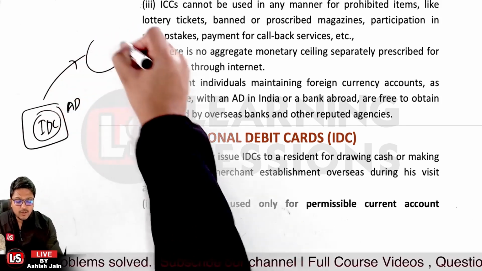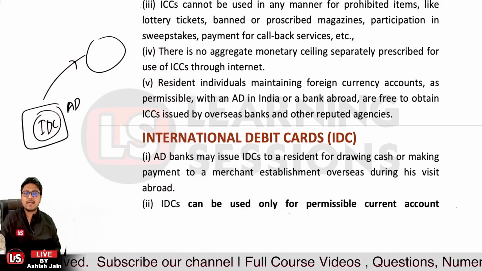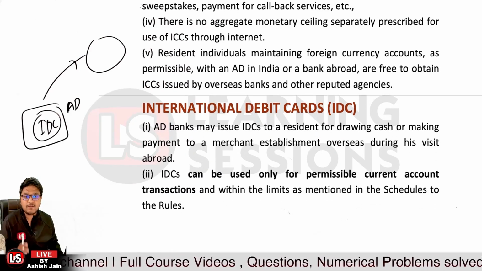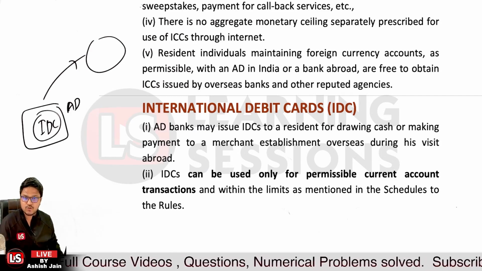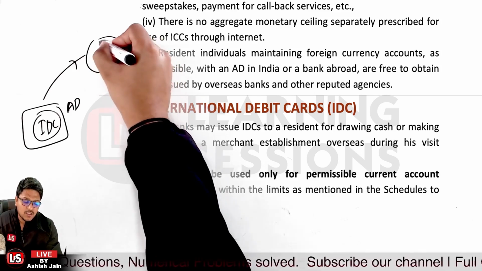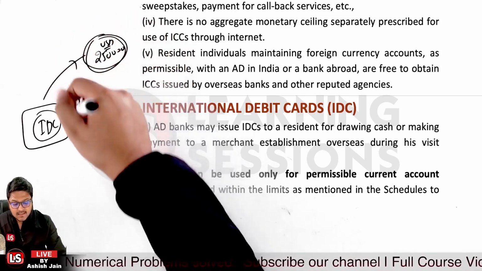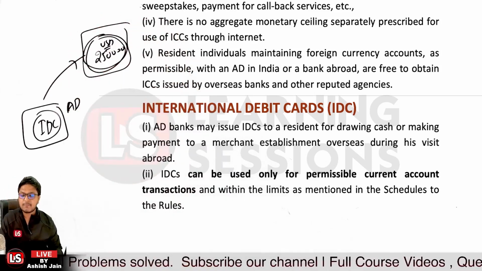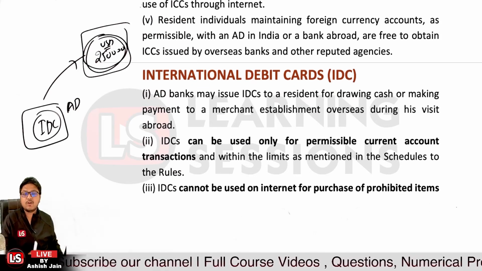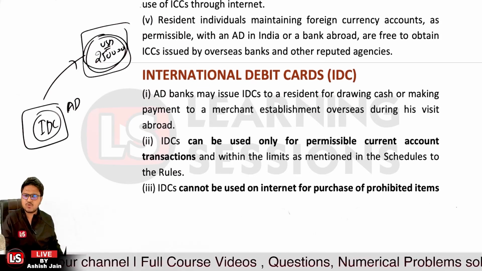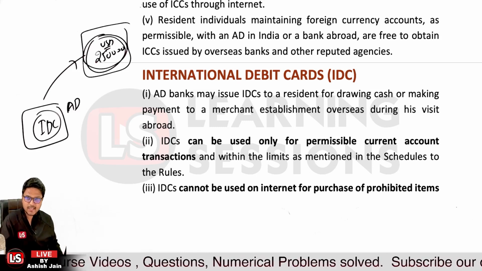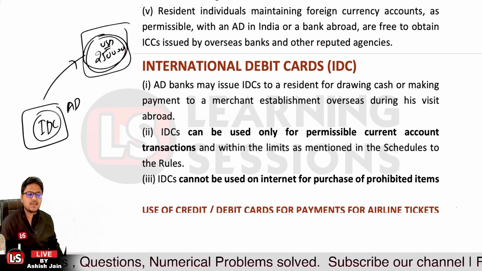A person who has visited abroad can make use of the IDC for that particular purpose, but the IDC can be used only for permissible current account transactions and within the limit prescribed under the schedules. Like I told you, there is a limit under the LRS, that is 250,000 USD. The IDC is covered under this limit only. ICC is not covered under that particular limit, but IDC is covered under that limit. So IDCs cannot be used on the internet for purchase of prohibited items. That is the same as it was for the ICC, because a prohibited item is prohibited whether it is cash, an IDC, or an ICC; that is not permitted at all.